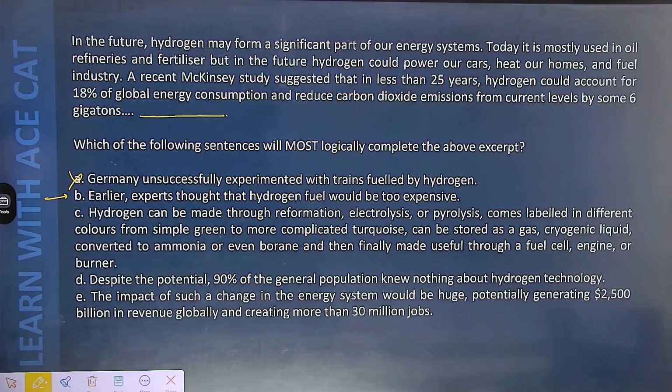Coming on the third one. Hydrogen can be made through reformation, electrolysis or pyrolysis. Comes labeled in different colors from simple green to more complicated turquoise. Can be stored as a gas, cryogenic liquid, converted to ammonia, or even borane and then finally made useful through a fuel cell engine or burner.